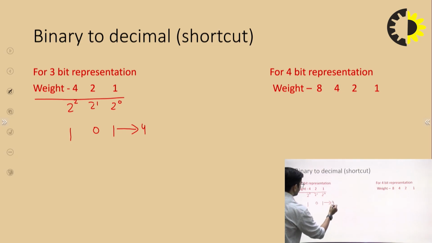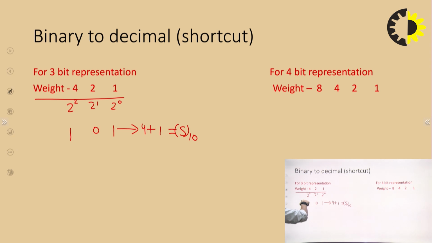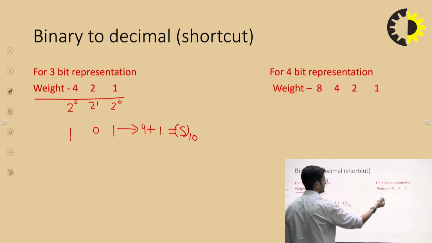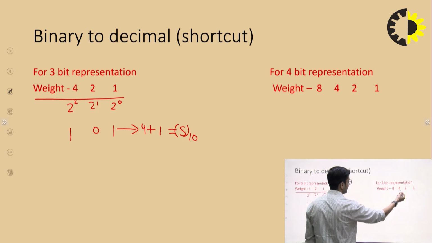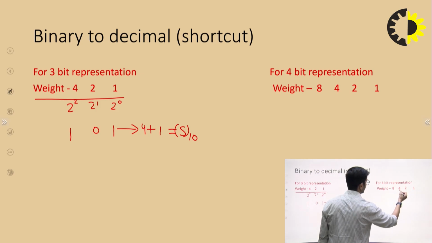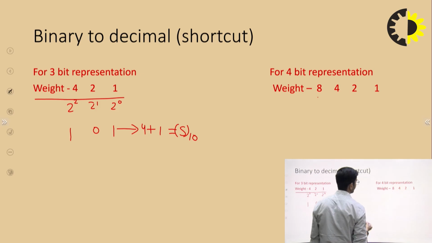So if I add 4 plus 1, which is equal to 5, this is the decimal representation of the binary number. For the places where the binary digit is 1, we take only those powers. For example, if we have a 4-bit binary number, we can use the 4 bits as weights: 2 to the power of 0, 2 to the power of 1, 2 to the power of 2 and 2 to the power of 3.